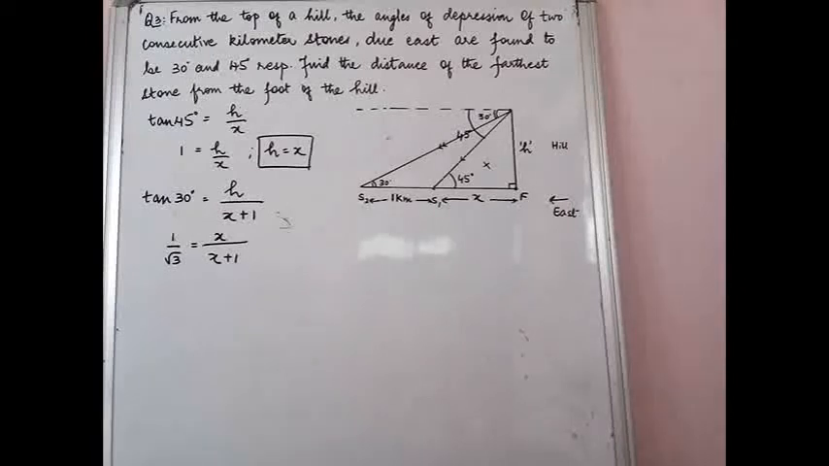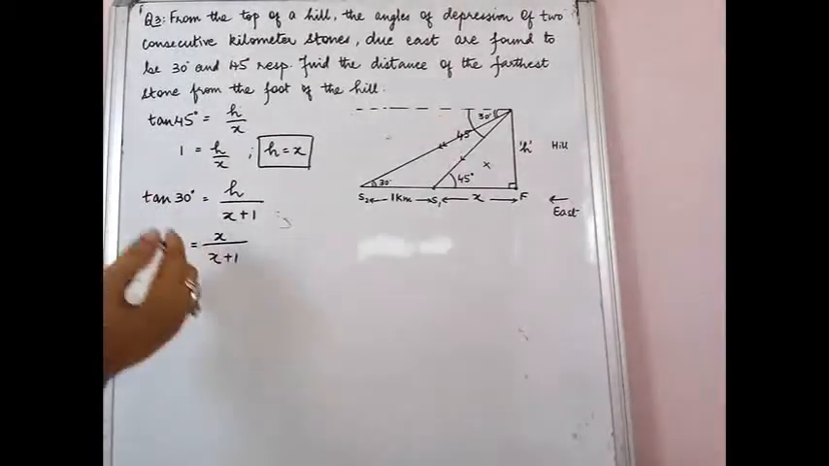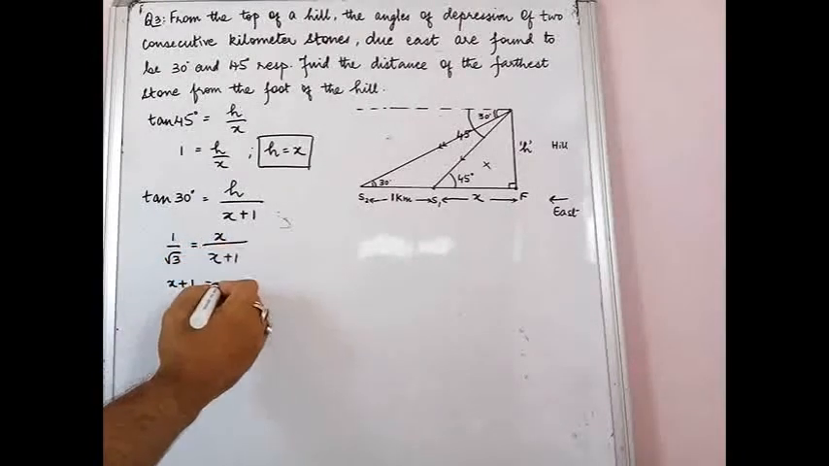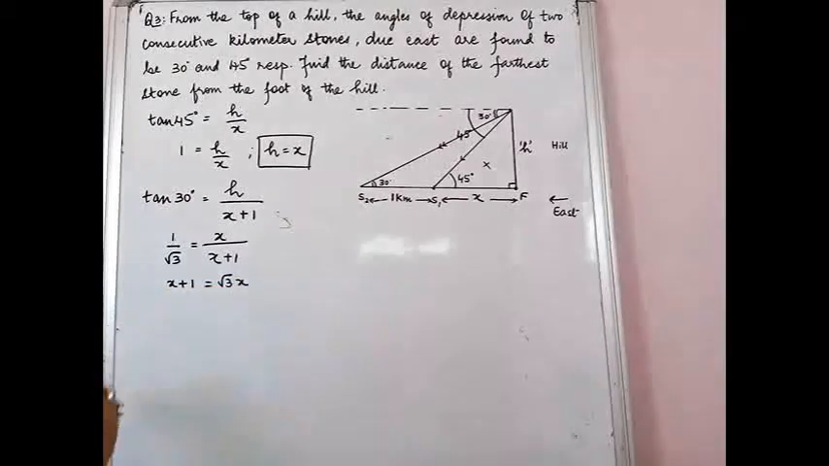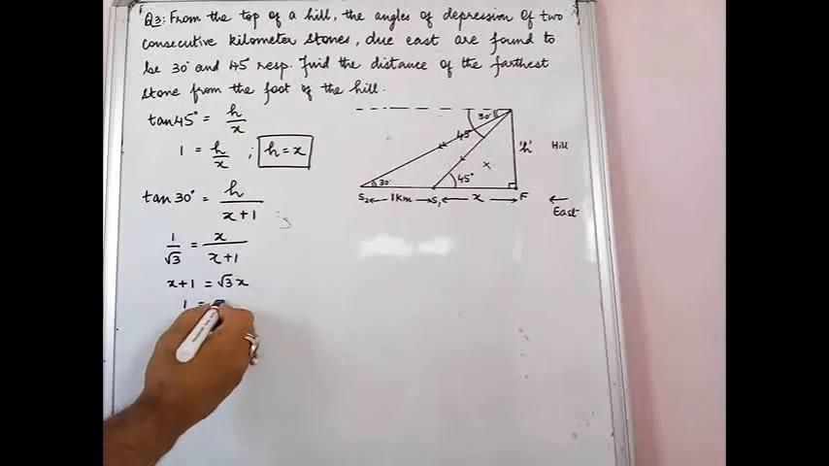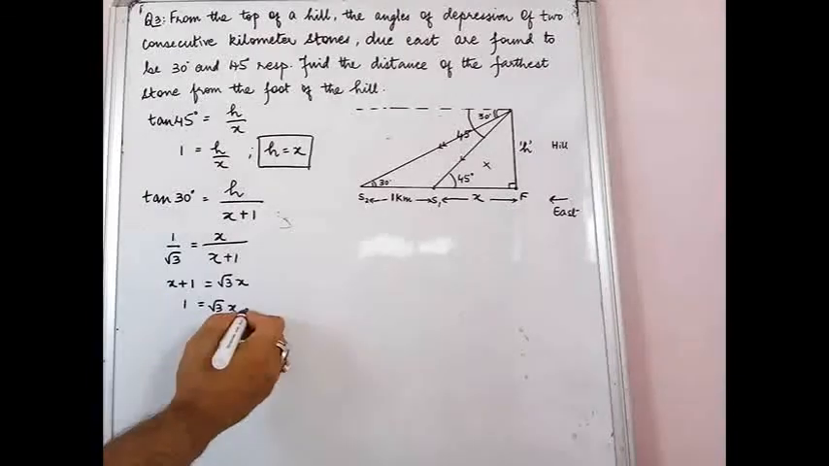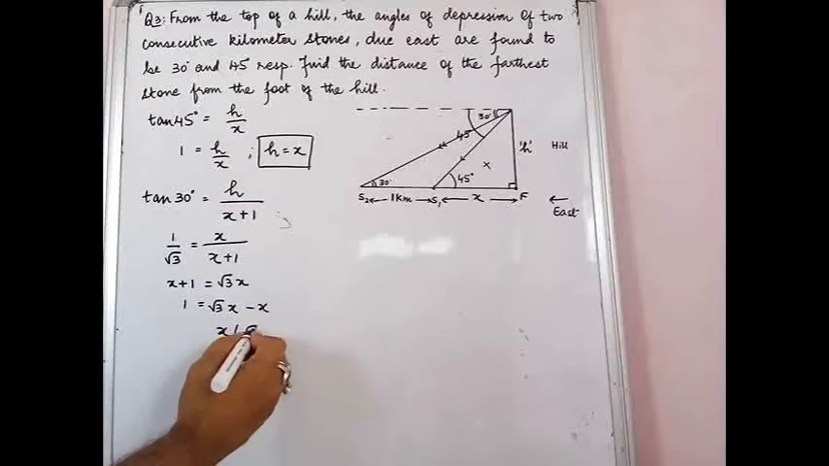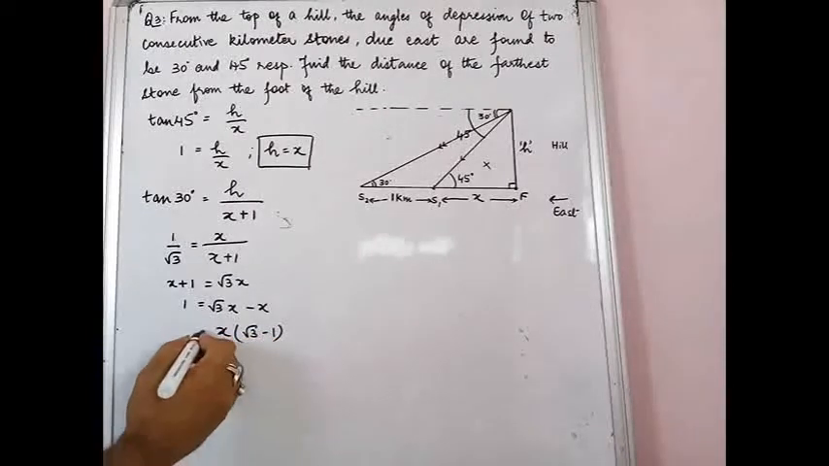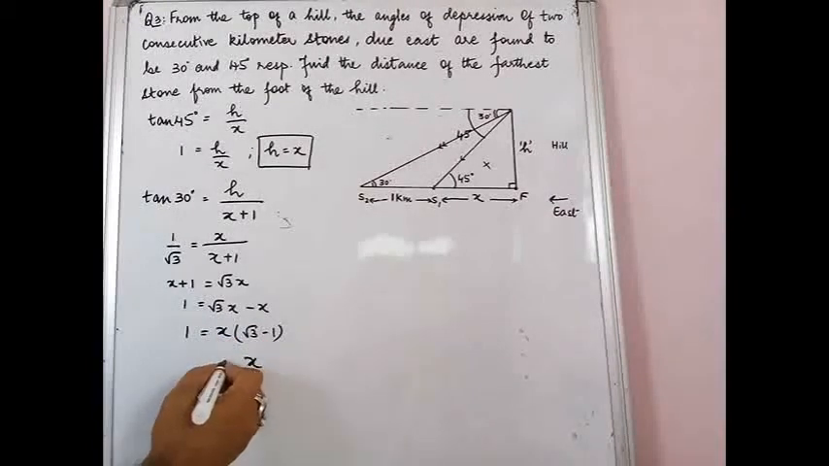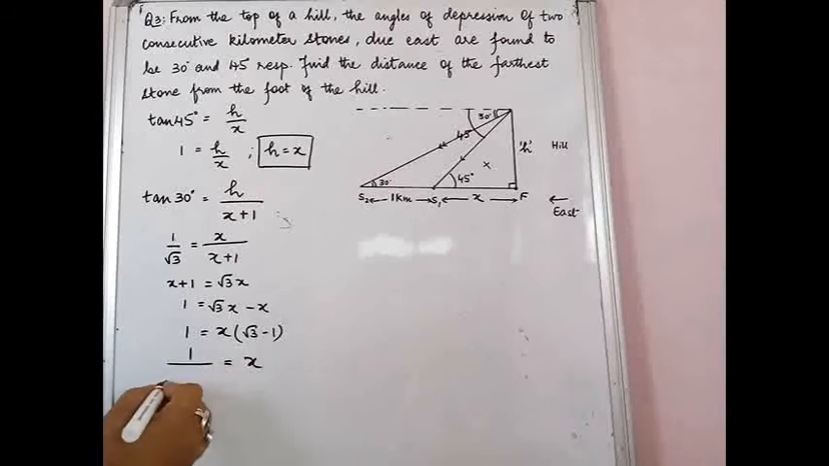Now cross multiply, so you will have x plus 1 coming this side, root 3 going this side and multiplying this, so you get root 3x. X goes to the right side, so you are left with 1 is equal to root 3x minus x. X and x, they are common, so I can take out common x here. Root 3 minus 1 is equal to 1. Please note, we have to find out the value of x, so x becomes 1 upon root 3 minus 1.